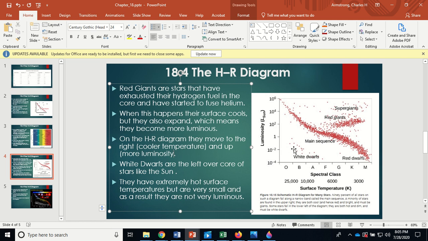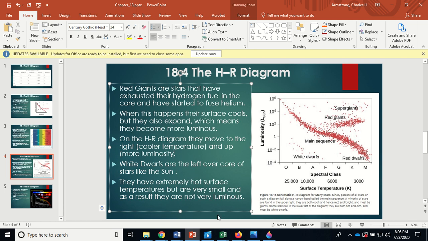It's so small. It's not going to be very luminous. Maybe very, very hot, but it's very small. Okay, opposite of these guys. They may be cooler, but they're very, very big, so they become more luminous. Okay, white dwarfs are the leftover core of stars like the sun. They have extremely hot surface temperatures but are very small, and as a result they are not very luminous.